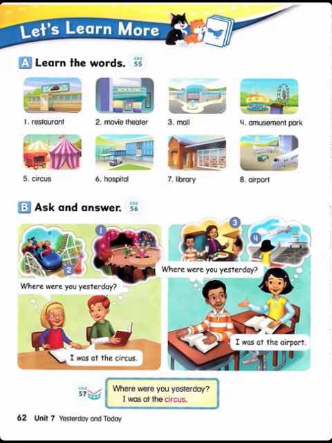Page 62. Let's learn more. A. Learn the words. Number 1. Restaurant. Number 2. Movie theater. Number 3. Mall. Number 4. Amusement park. Number 5. Circus. Number 6. Hospital. Number 7. Library. Number 8. Airport.